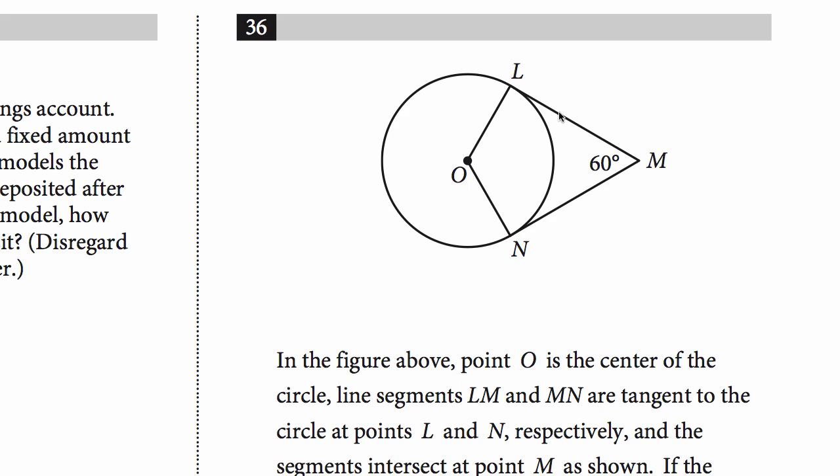All right, number 36. This one we've got a picture here of a circle and kind of looks like a diamond or something hanging off the side. In the figure above, point O is the center of the circle. Line segments LM and MN are tangent to the circle at points L and N respectively. So what I have to do right off the bat, when I hear tangent to a circle, you make 90-degree angles. And if you didn't get this question, maybe that's what you did wrong. So there's 90-degree angles there and there. And the segments intersect at point M as shown. Okay, let me just go down here.